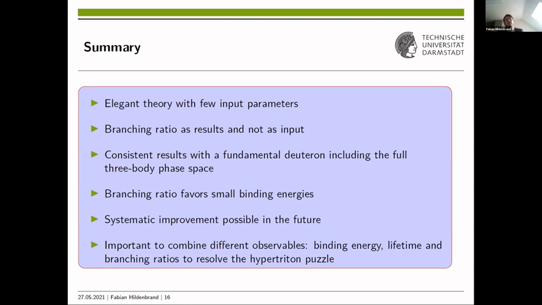But the last point is where I really want to put focus. I think it is very important to combine different observables, binding energy, lifetime, and branching ratios, to resolve the hypertriton puzzle, and we really need to look at all three observables at once in order to tackle this issue. With this, I want to thank you for your attention during my talk, and I'm happy to take questions.